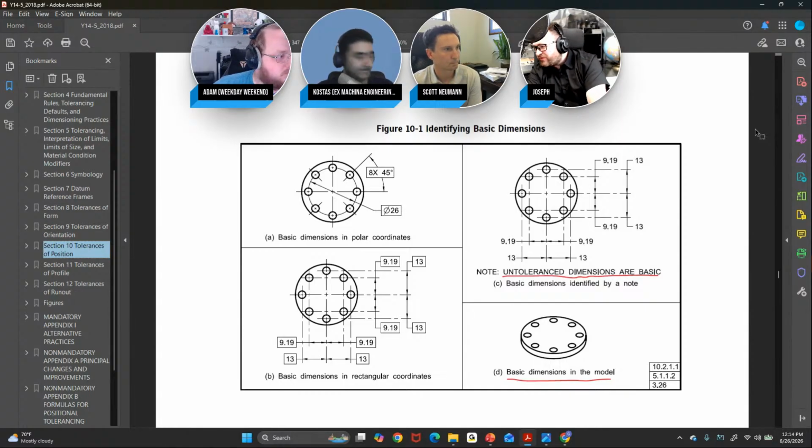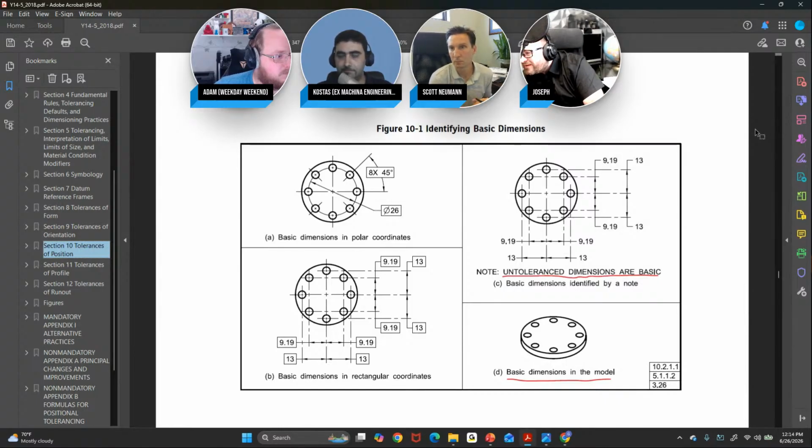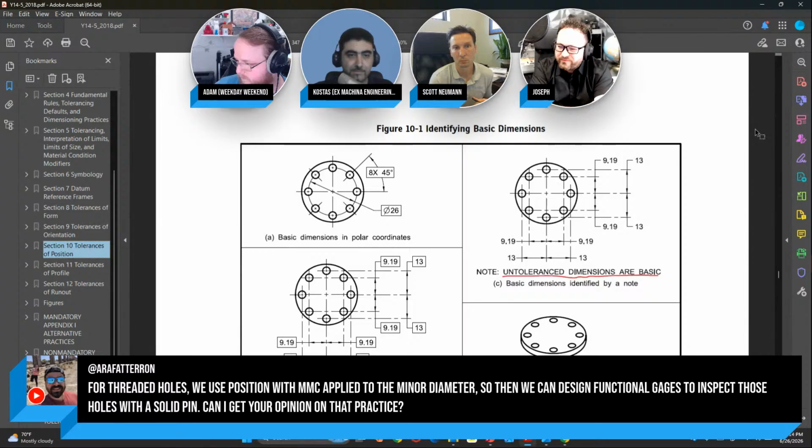Good question on this one, I think. For threaded holes, a comment came in: we use position with MMC applied to the minor diameter, so then we can design functional gauges to inspect those holes with a solid pin. Can I get your opinion on that practice?